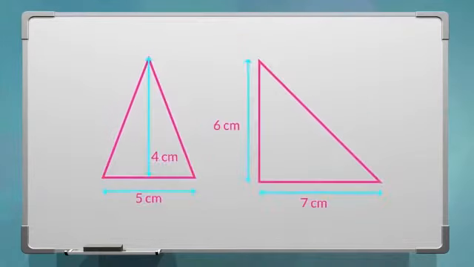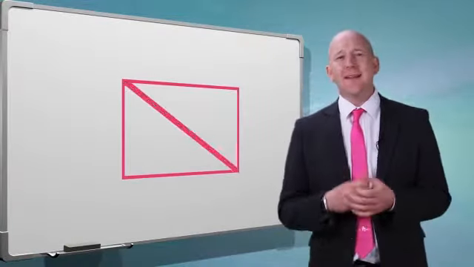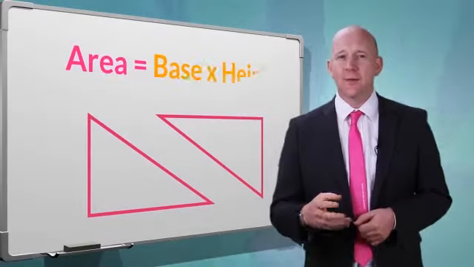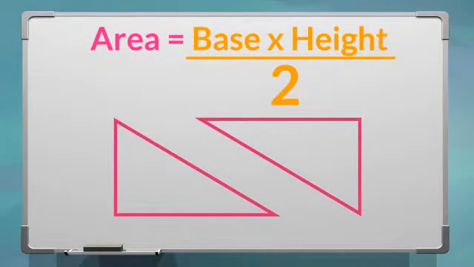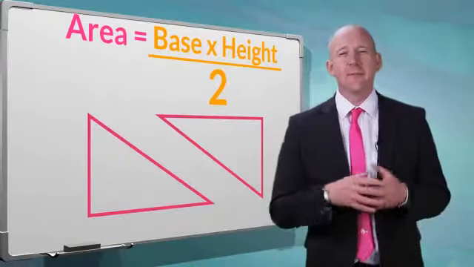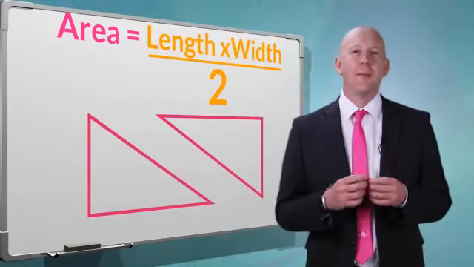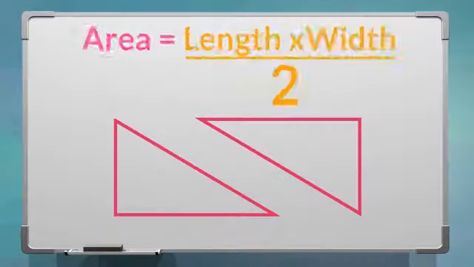What about triangles? We need a different formula this time. If you cut a rectangle in half, you get a triangle. So you can use the same formula for a rectangle, but you will need to make sure you half it afterwards. So we do base times height, which is the same as length times width, then divide by 2. You also need to remember this formula for your exam.